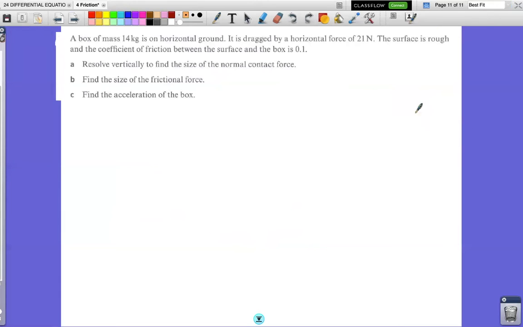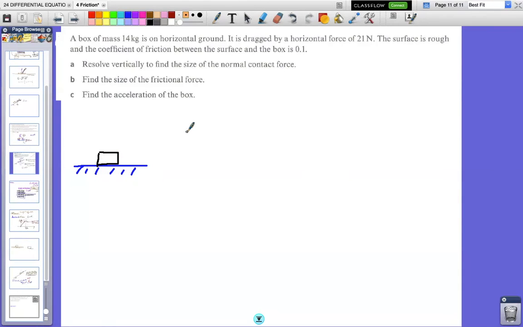By the way, this example is taken from an exercise in your books. A box of mass 14 kilograms is on horizontal ground. Always remember to draw a diagram. Let's draw our box. Let me make it look beautiful a little bit. You know, I like beautiful things. The mass is 14 kilograms. Okay, I see where the question is going.